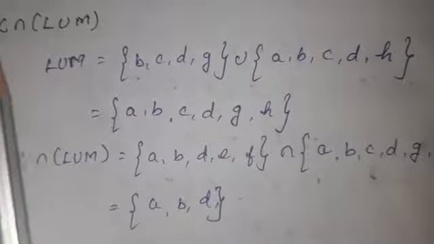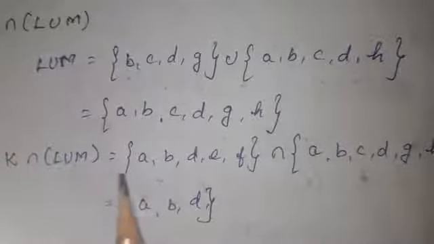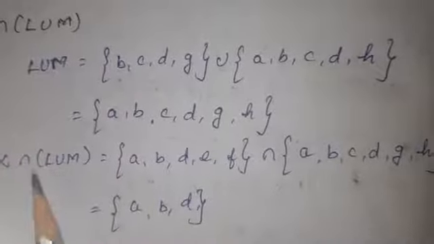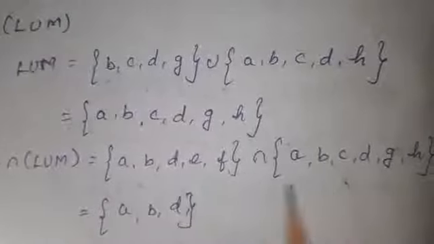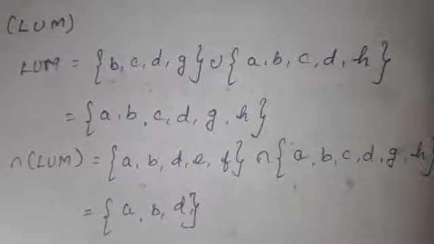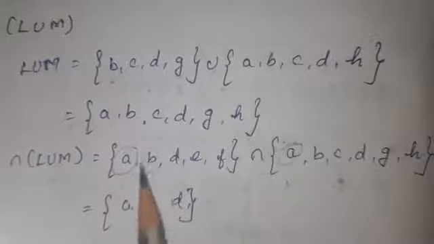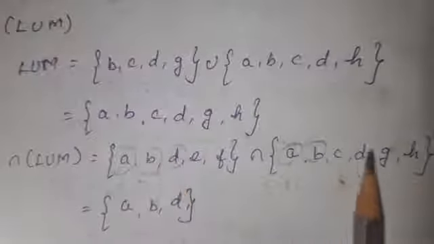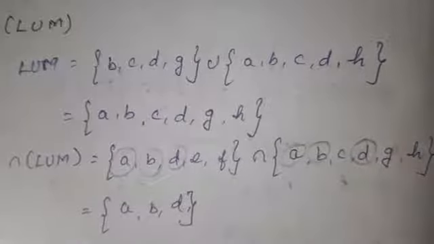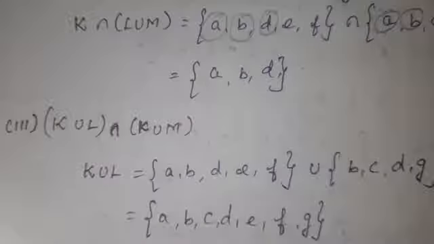Next, you should find the full question. K intersection (L union M) is equal to K set intersection, L union M is the answer I have written here. Intersection means common elements. What are the common elements? Here A is present in both sets. Next B is present in both sets. And the last one, D, is present in both sets. Therefore our answer is {A, B, D}.